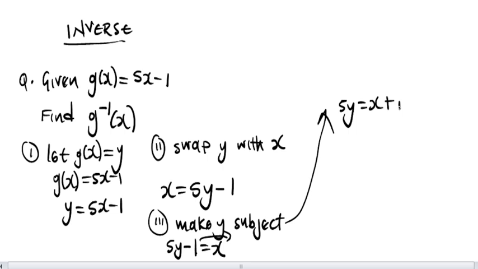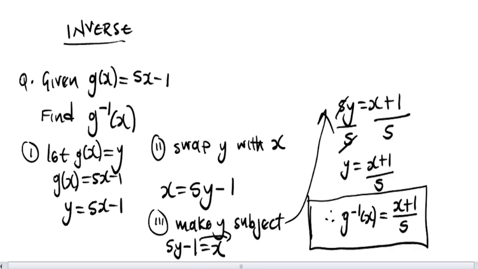Then from there, what am I going to do? I'm going to say, therefore, the inverse of g of x is equal to x plus 1 over 5. So that is our inverse that we have just found. So we leave it there. That is how you can find the inverse of a function. It's very clear and straightforward.